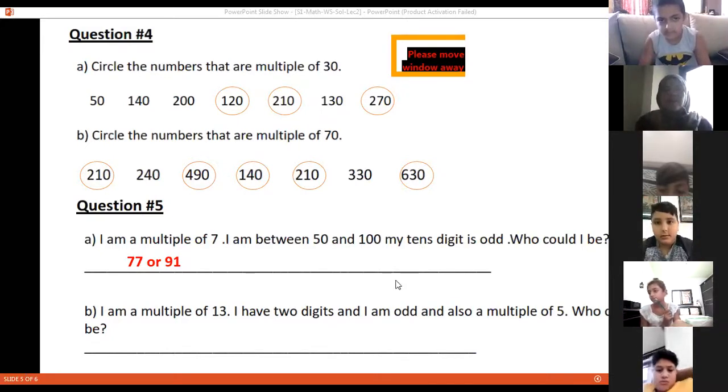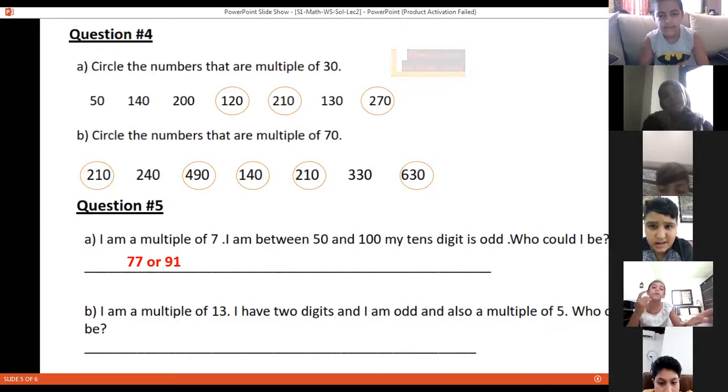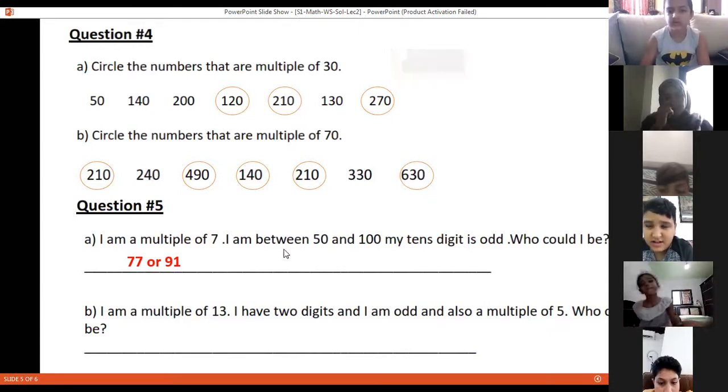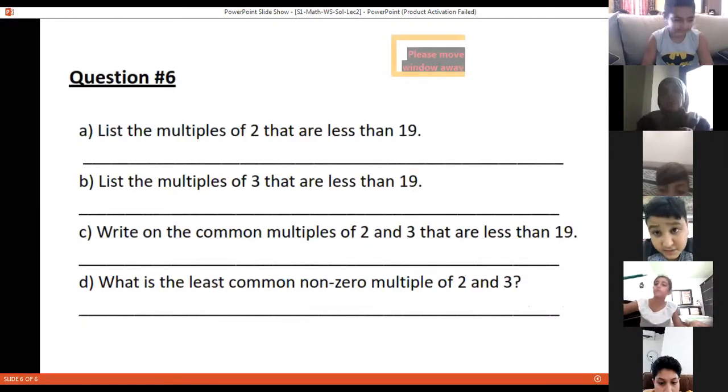Is it clear now for everyone? Is 65 an odd number? Yes. Does it have 2 digits? Yes. So my answer is correct. Okay. Now let us go for the last question. List the multiples of 2 that are less than 19.